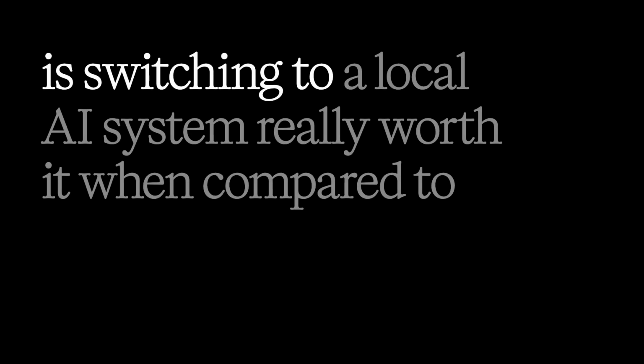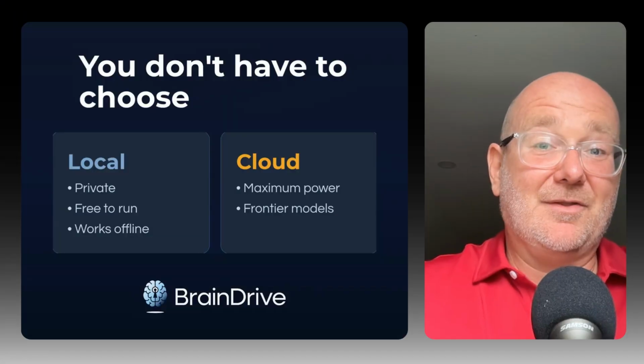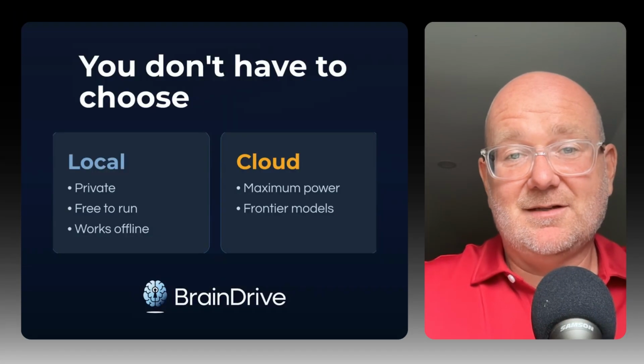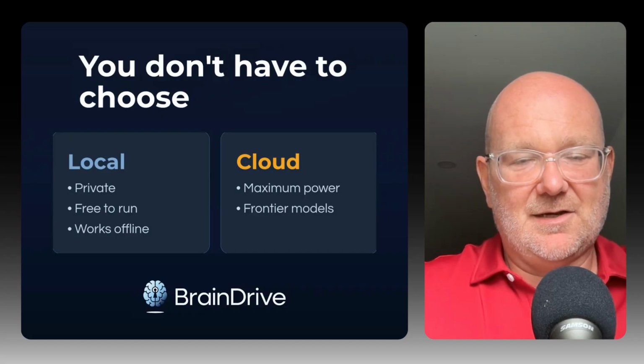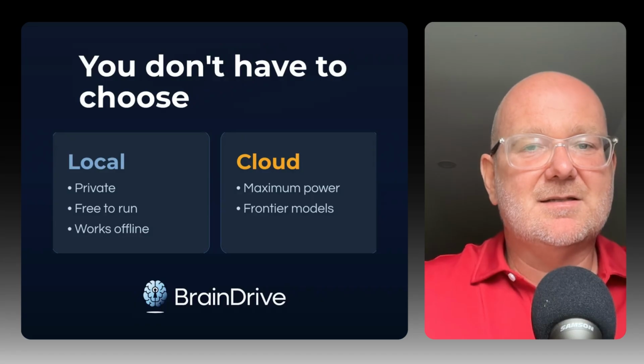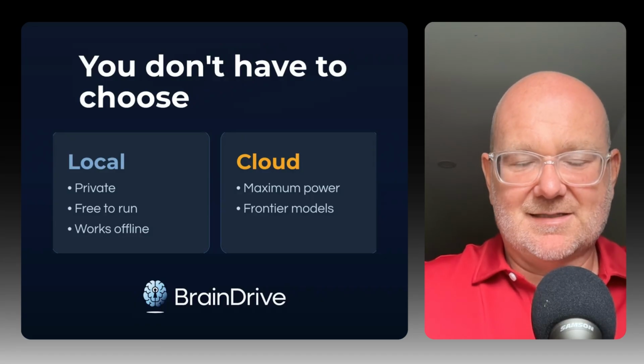Now, is switching to a local AI system really worth it when compared to big tech AI systems like ChatGPT? The great answer is you don't have to choose. The biggest misconception about local AI is that it's an all or nothing proposition. It isn't. While their capabilities are increasing quickly, the power of the state-of-the-art models from companies like OpenAI and Anthropic still exceed what you can run locally, especially for the most complex tasks.